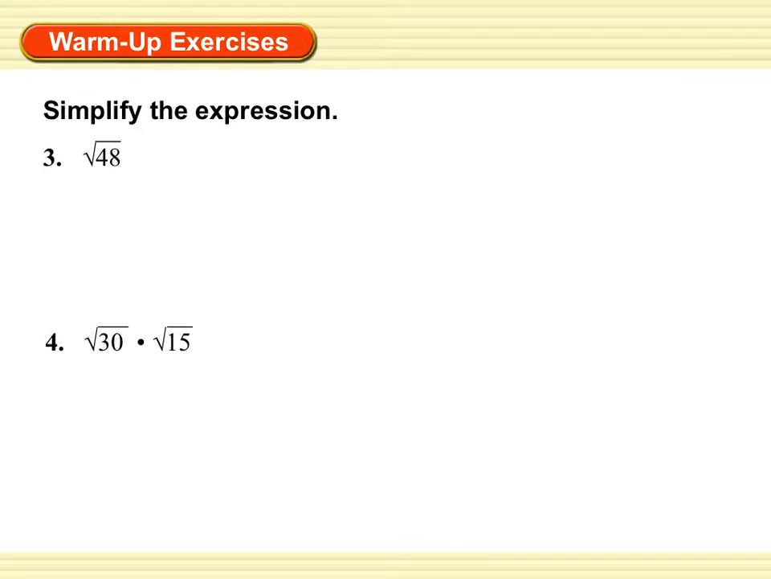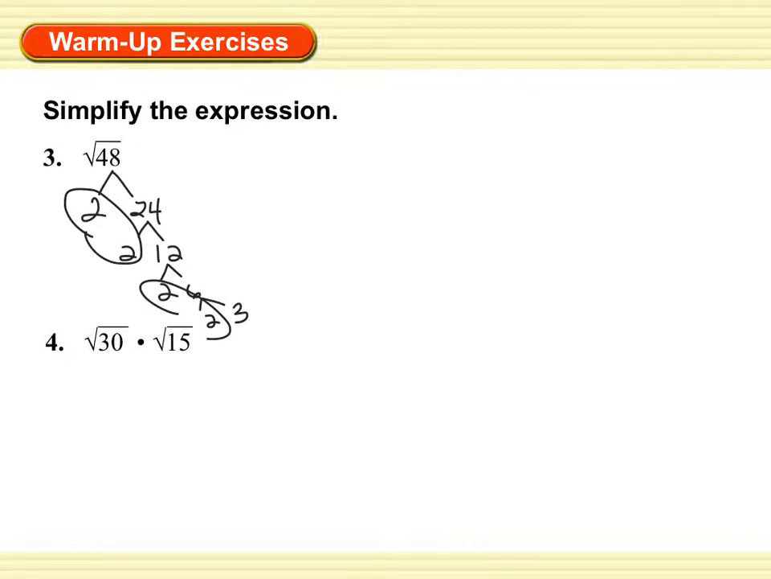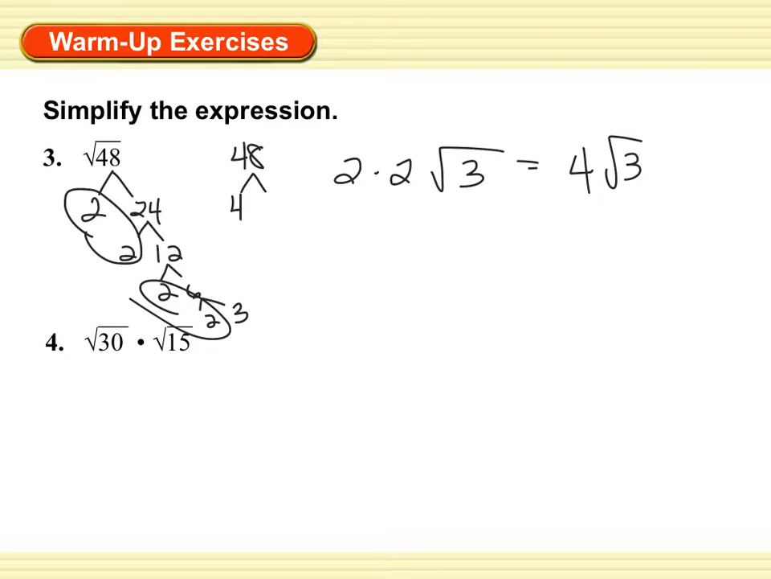Okay, simplify the expression. I need to take that 48 and split it into numbers. I'm trying to find any perfect squares that multiply to 48. So 2 times 24, 2 times 12, 2 times 6, and 2 times 3. Every time I get a pair, I can take it out of the radical. So I'm taking one 2 out and another 2 out, and there is a 3 left in the radical. So my simplified expression is 4 root 3. I could also have taken 48 and done 4 times 12 and 4 times 3. So I have a pair of 4s taken out.